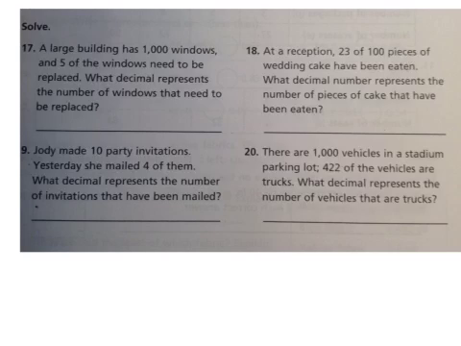Again, I want to encourage you guys not just to look at the numbers and write the decimal, because that's what you know you're going to be doing in this assignment, but get in that habit of reading through the problems because later they're not going to be isolated as these are all decimals and this is all addition and this is all multiplication. So if we look at number 17, it says a large building has 1,000 windows. 5 of the windows need to be replaced. What decimal represents the number of windows that need to be replaced? Well, I'm going to write that 5 out of 1,000 need to be replaced.